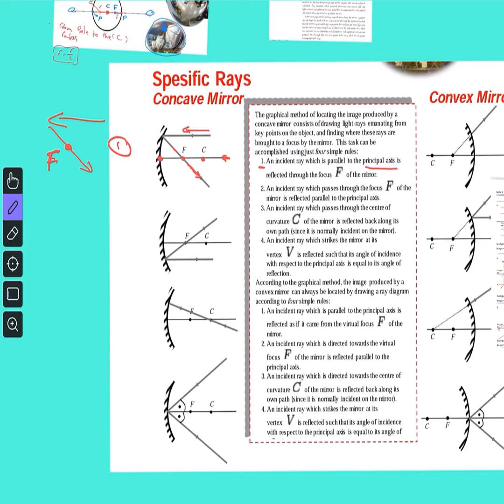Don't forget this one. The second rule is the opposite of the first rule. When you send the light ray through the focal point, that's the focal point.